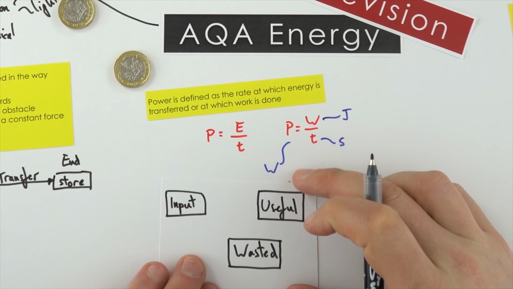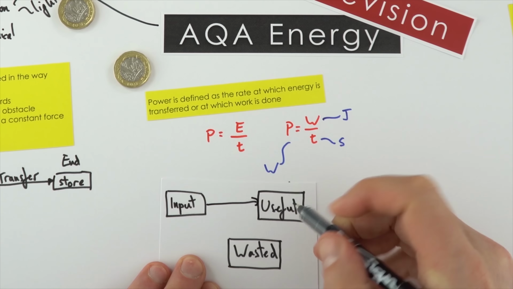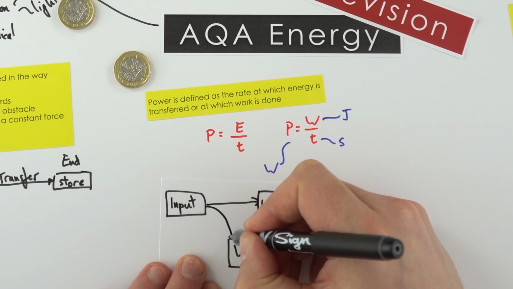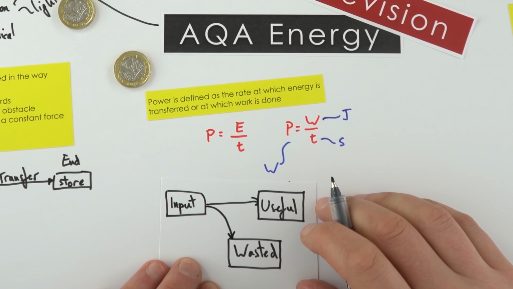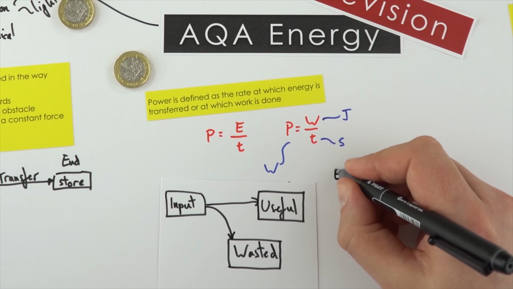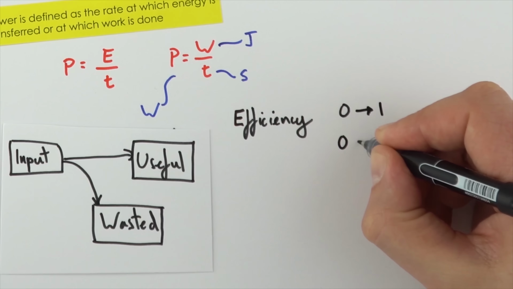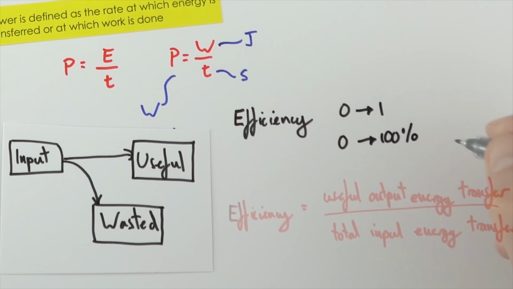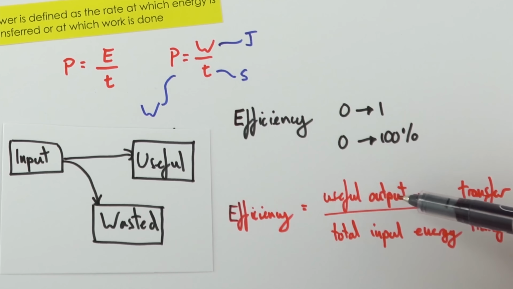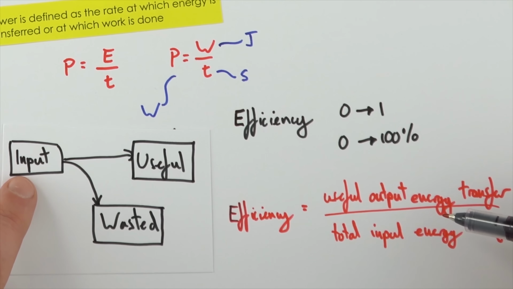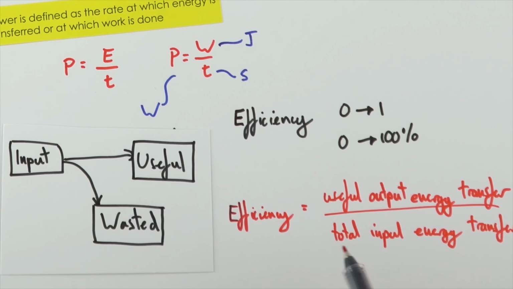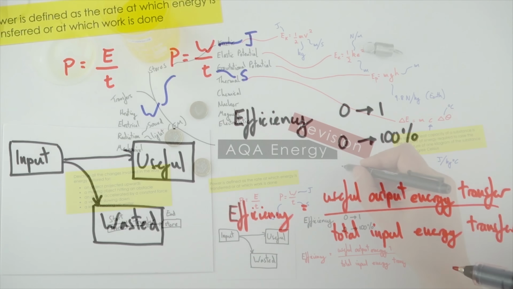Now, when we think about an energy transfer process, although some of the energy might be transferred to a useful store at the end, some of the energy might also be wasted. Perhaps it's going to heat up the surroundings. And what we can then think about is something called efficiency. Efficiency is often given a number between 0 and 1, or between 0 and 100%. We can work out the efficiency by looking at the useful output energy transfer divided by the total input energy transfer. Effectively, the more energy that's transferred usefully, the higher the efficiency. And we can do the same thing where we're maybe not thinking about the energy transfer, but the power, and we can look at the useful power output compared to the total power input.